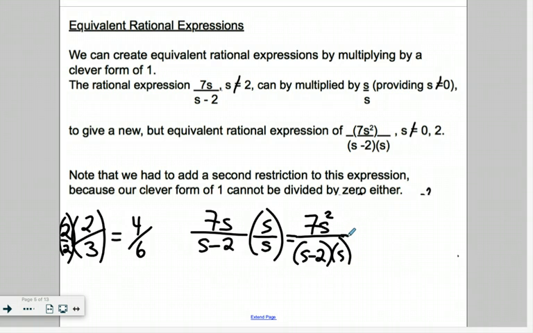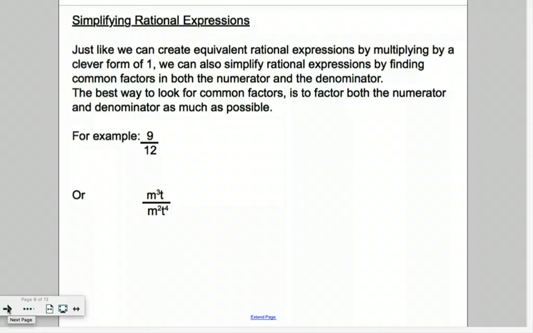But be careful when you do this, because what we've done now is that we've added a new non-permissible value. When we started up here, the only non-permissible value was 2, right? s couldn't equal 2. But now we've added a factor in our denominator, which has now added a second non-permissible value, right? So now we have to clarify that, look, s can also not equal 0 if we're going to write it in this way, okay? So every time you create a new expression, it could potentially lead to more non-permissible values. So every time you do this, add to your list of non-permissible values, okay?